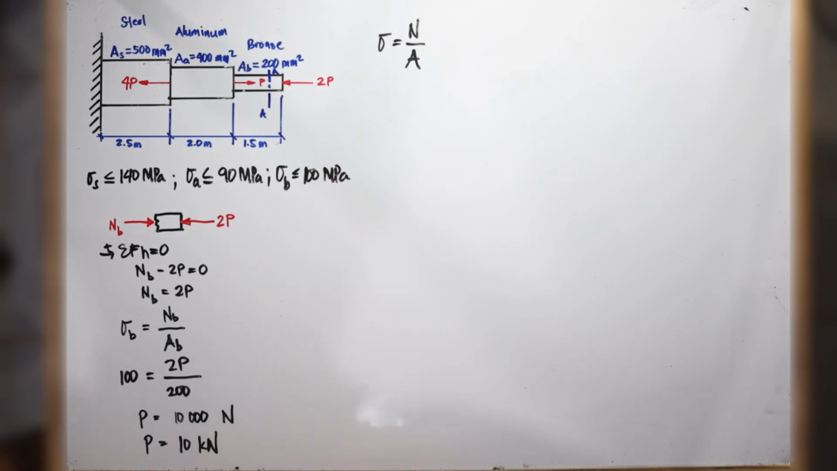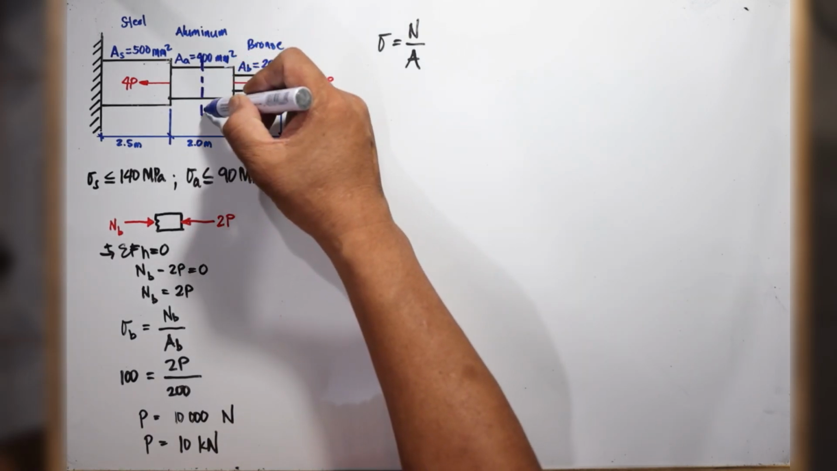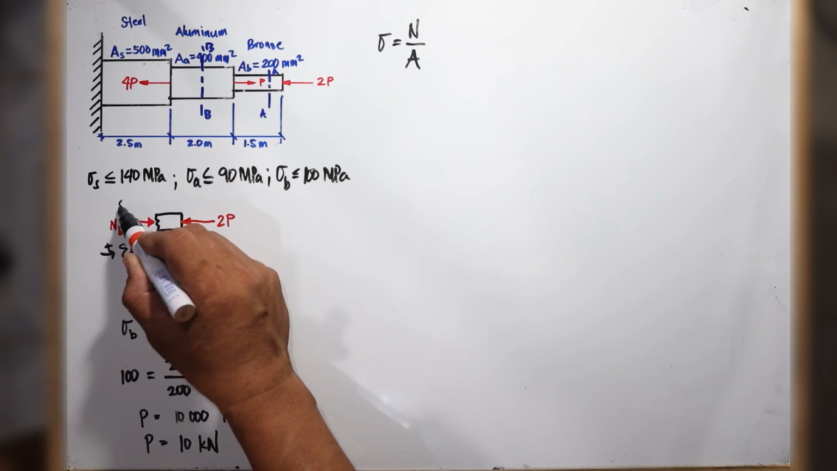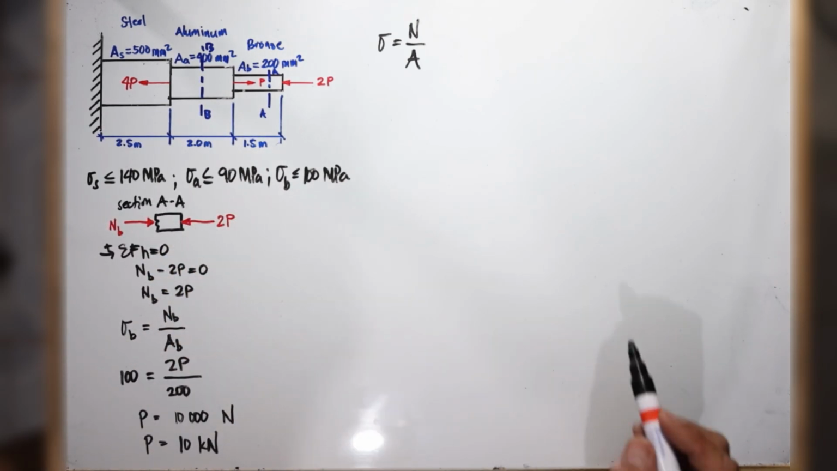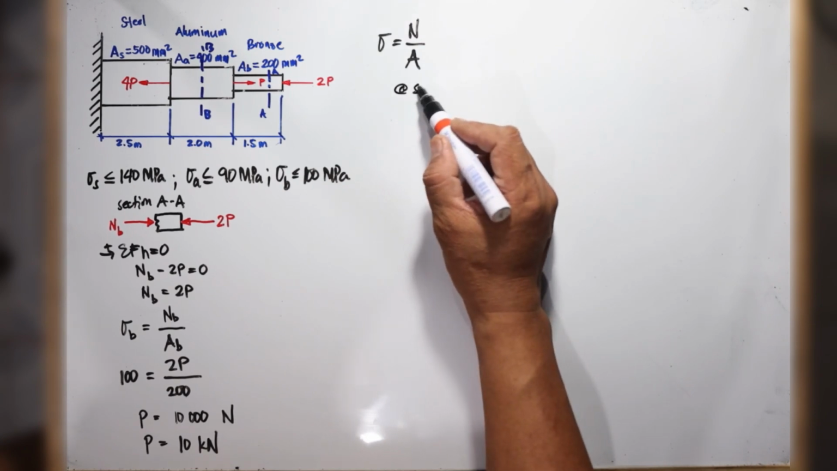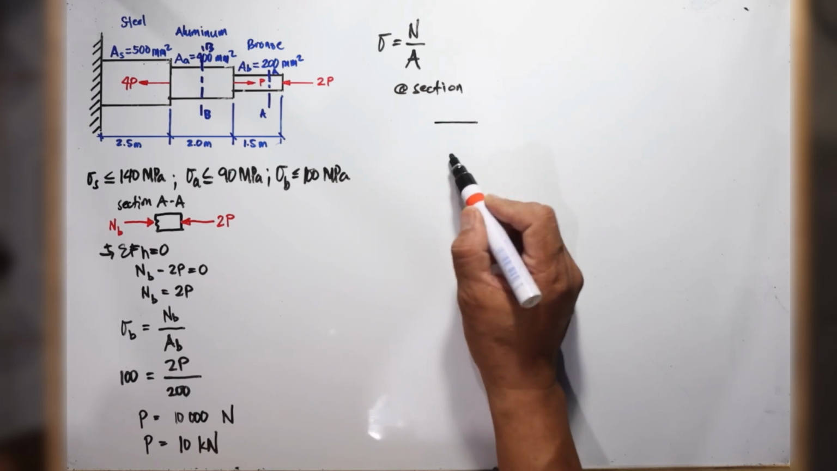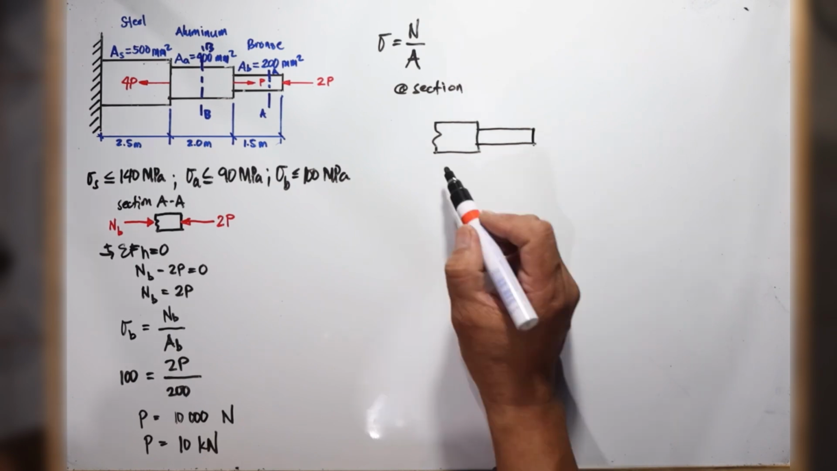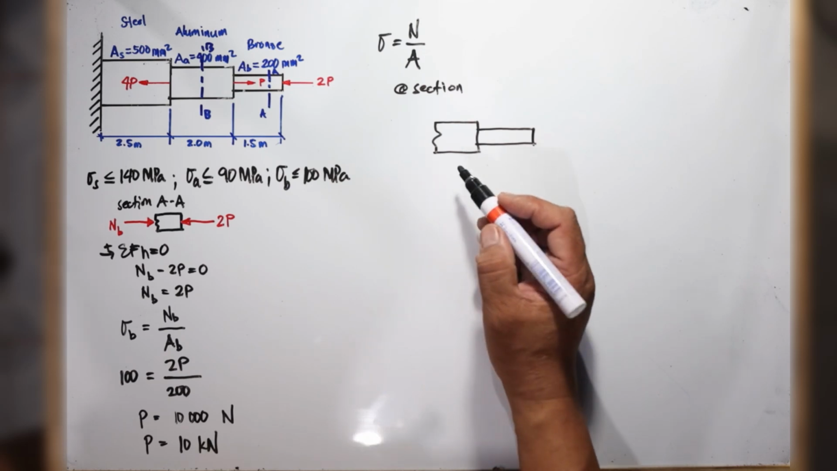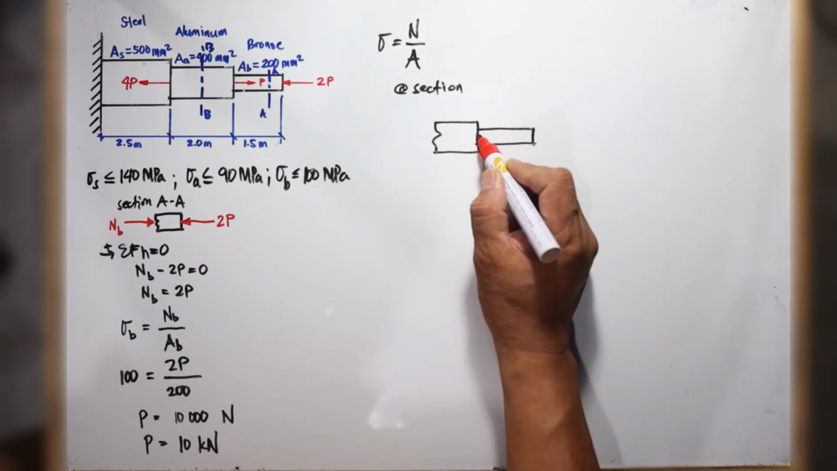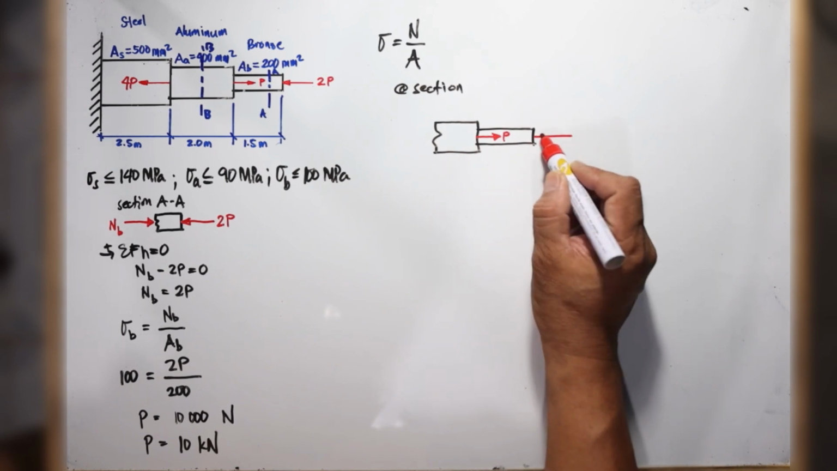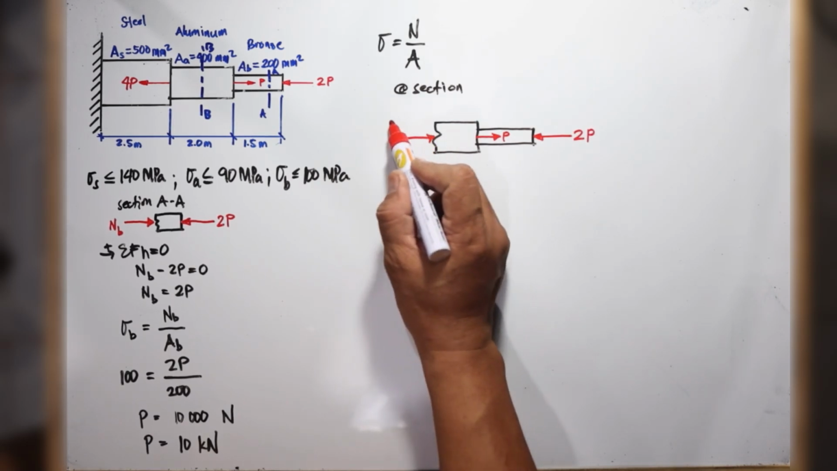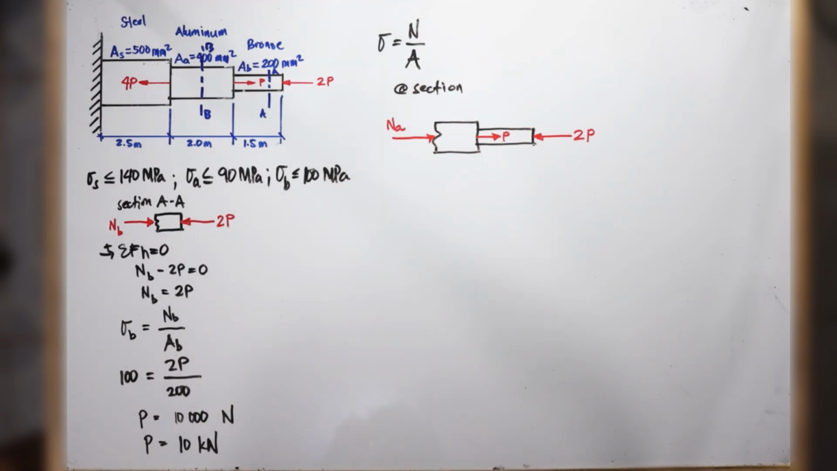Okay, next we cut a section at the aluminum rod. Let's call this section BB. So by the way, this free body diagram is for section AA. So considering section BB, our free body diagram now becomes like this. This is the bronze and this is the cut portion of the aluminum. So there are now two external forces, P and 2P. Then this will be resisted by an internal force. Let's call that N subscript A for aluminum.